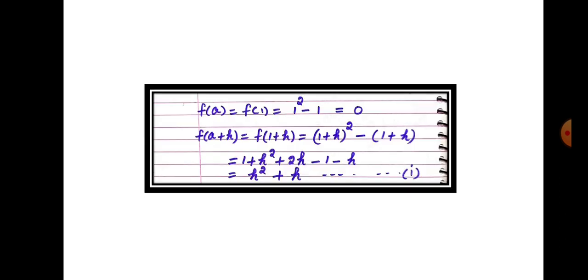Now find f(a), which is f(1). So 1 square minus 1, that is equal to 0. So f(a + h) is equal to f(1 + h), which is (1 + h) whole square minus (1 + h). On calculating we get h square plus h. Mark this number 1. Here in a plus h the coefficient of h is 1, so we get h square plus h. If the coefficient of h is 2, we get 2 square into h square plus 2h. Like this.